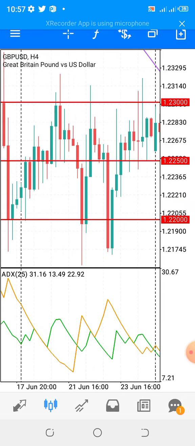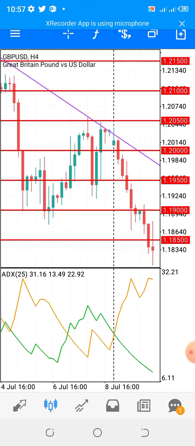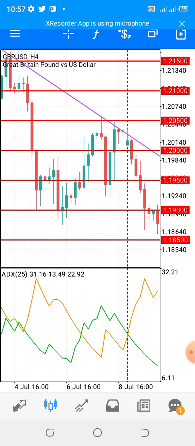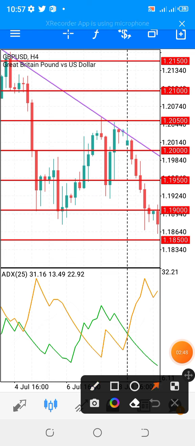Now the second thing is that I set up my psychological levels. If you see these red horizontal lines, they are my psychological levels. Each one differs from another by 0.005. That is the difference between each psychological level.